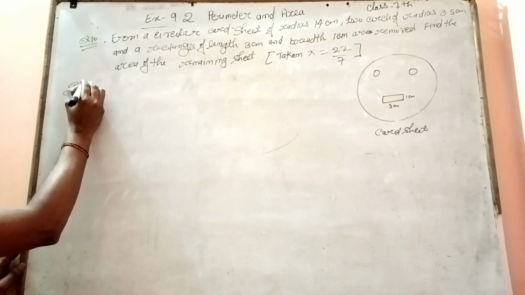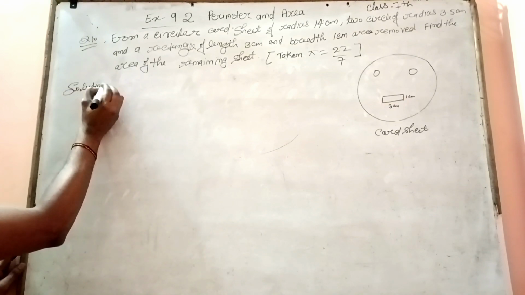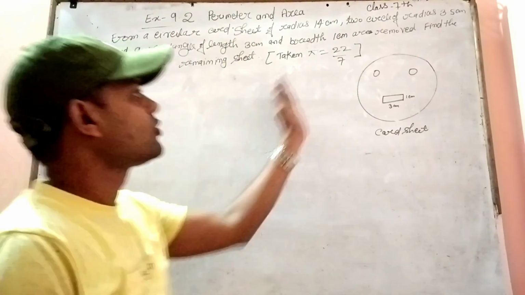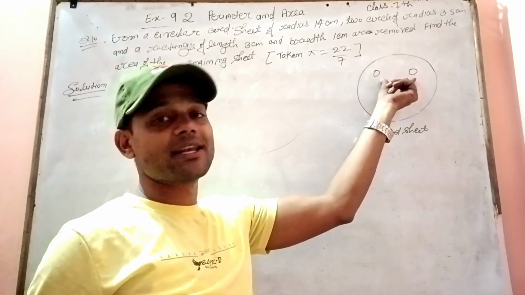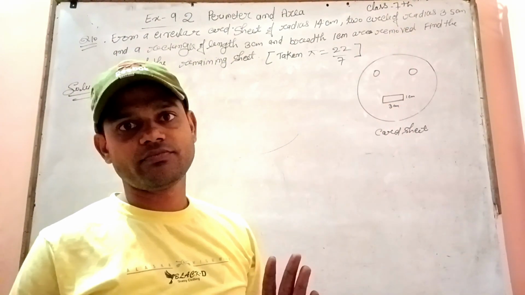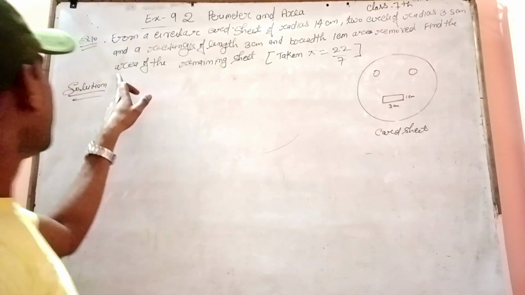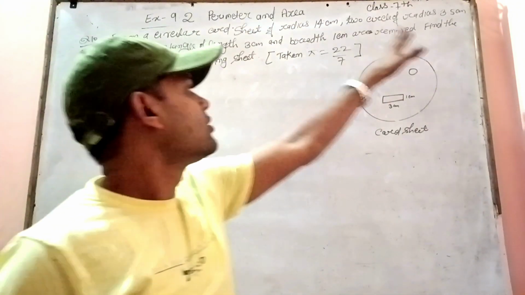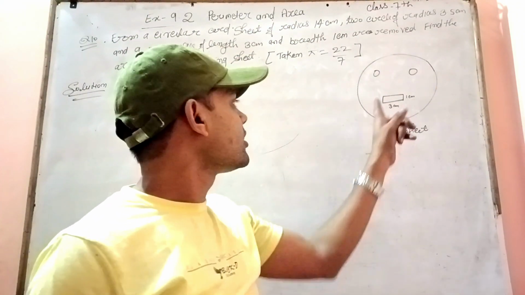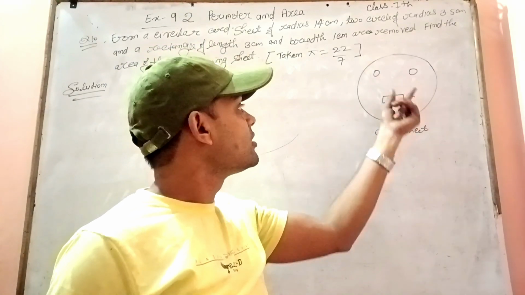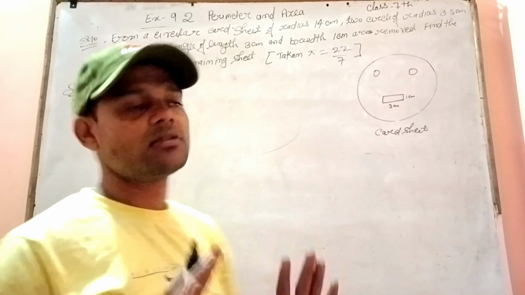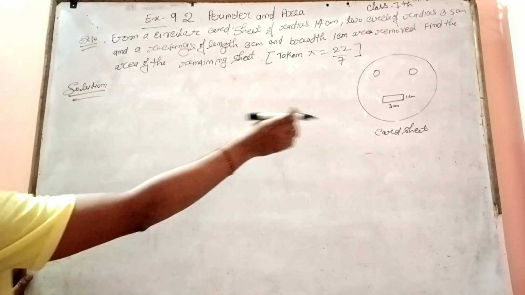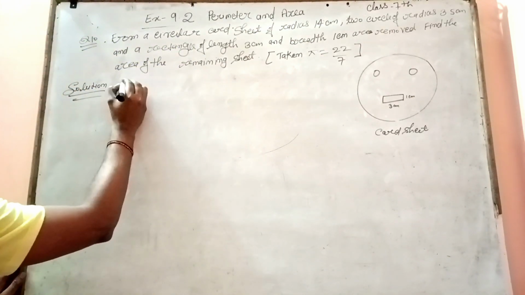Solution. Area of the remaining sheet is equal to total area of the circle minus area of the two smaller circles minus area of the one rectangle.